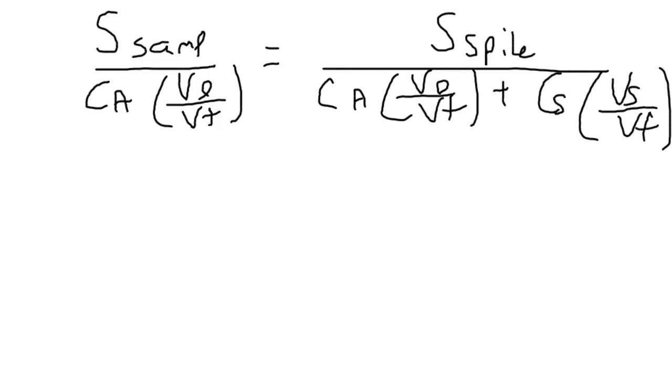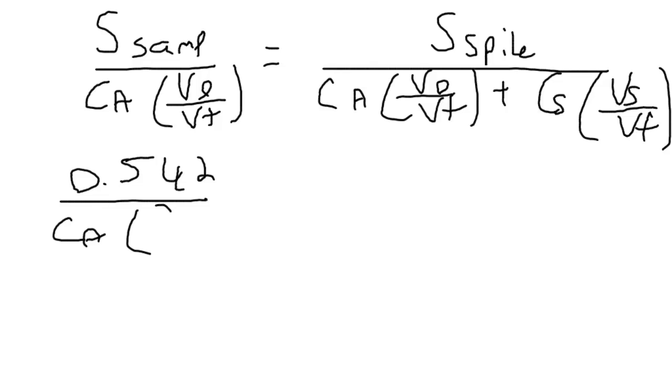Okay, now we can plug some numbers into this. So our sample absorbance was 0.542. Ca we don't know. We're going to end up with Ca in two places, but we can deal with that. We had 7 milliliters over 10 milliliters. Again, the units have to be consistent. So if we're going to use volumes, we'll use milliliters. We'll use milliliters for every volume.